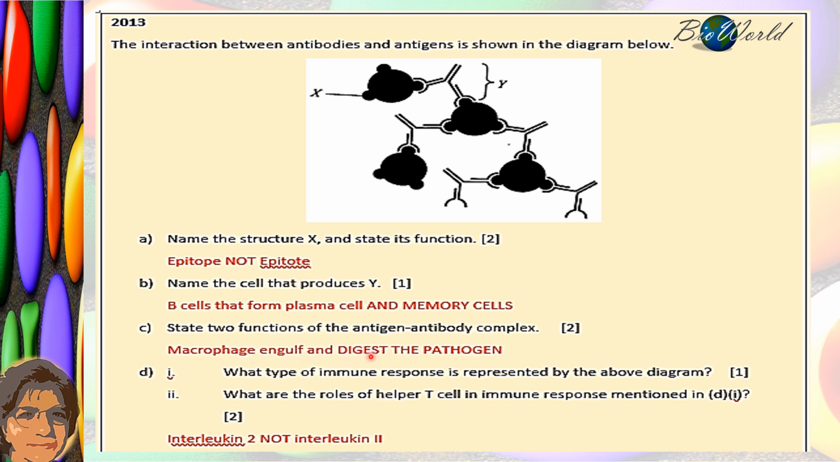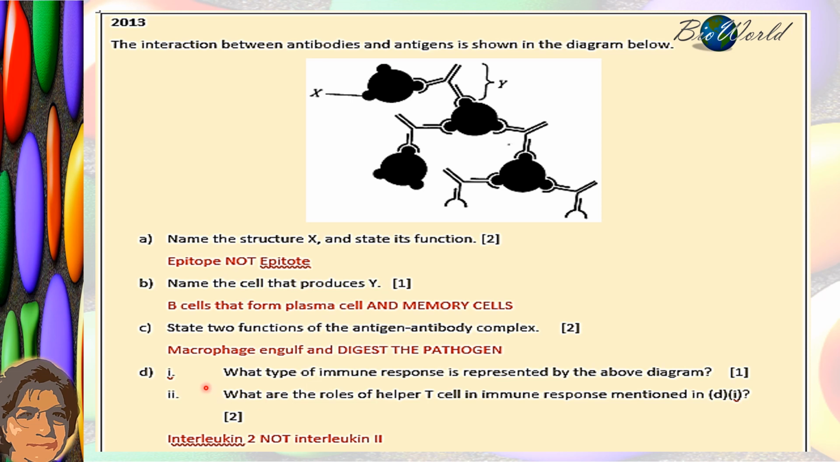Okay, so these corrections that we are talking about are not only for this question. Learn to use them in any context. Meaning that if you are going to write about antibodies, make sure you mention plasma B cells and memory B cells. If you are going to mention anything about macrophage, make sure you mention engulf and digest.